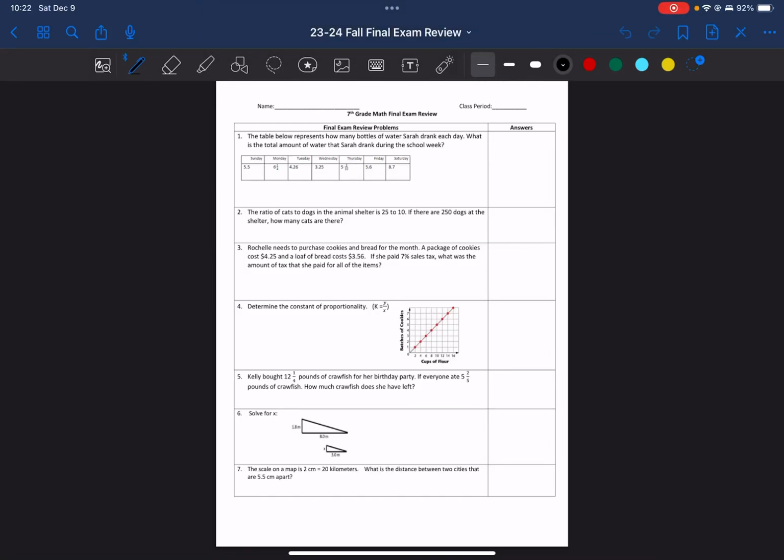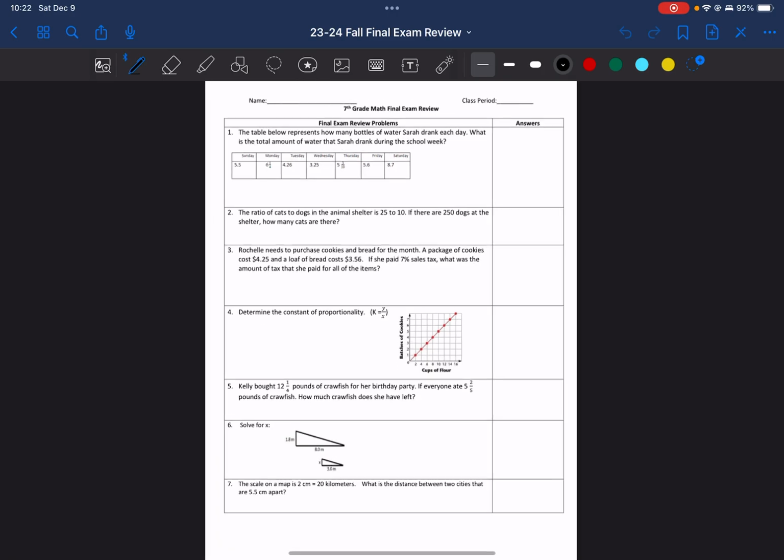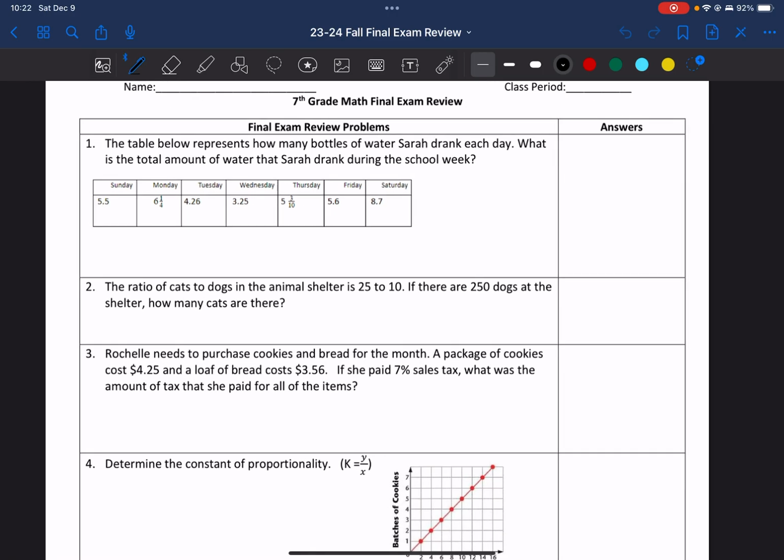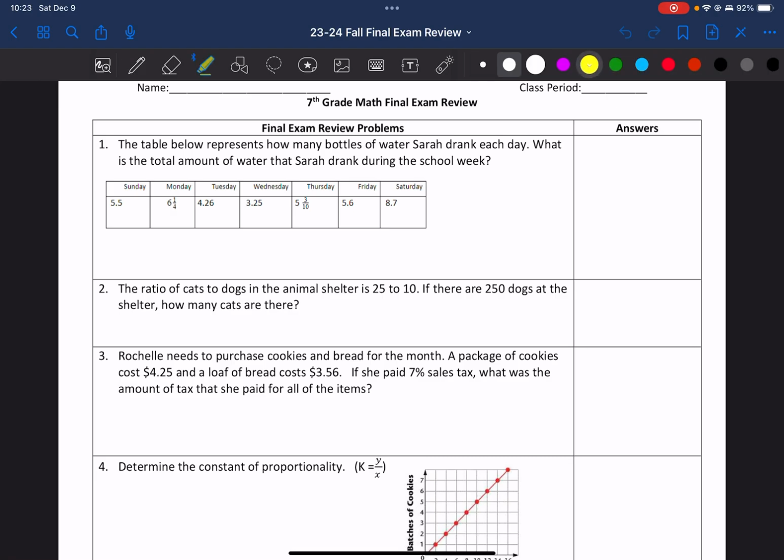Okay guys, so here we are going to go over the final review, the final exam review. So here, the first one, let's look at it, okay? The table below represents how many bottles of water Sarah drank each day. What is the total amount of water that Sarah drank during the school week?